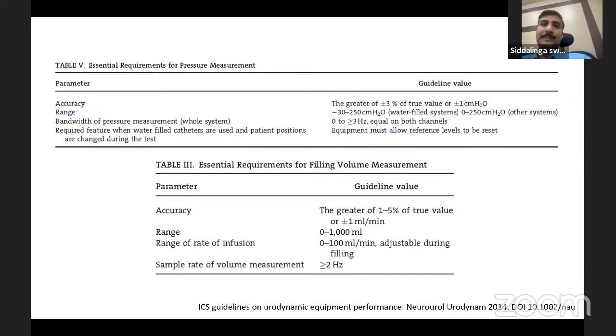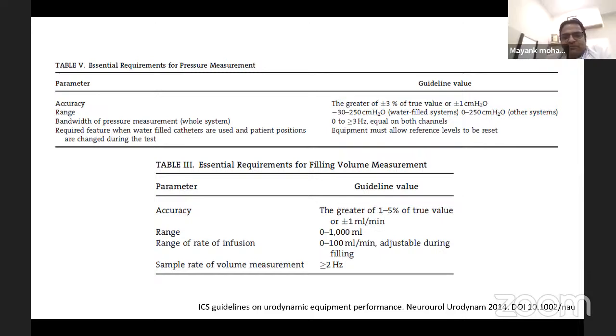Then equipment must have that facility of re-referencing of pressures during the study. Let's say our machine has a thing called P det to 0, or P abdomen to 0, or P vesicle to 0. That means if you have to make minor adjustments during the study, your machine software should be able to allow it. Now, filling volume, you should have a range of around 1000 ml.